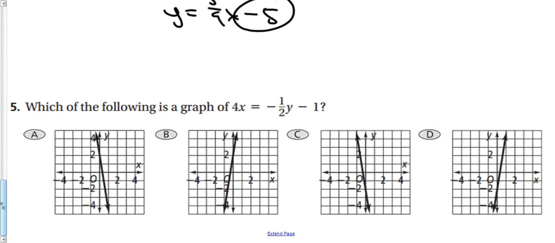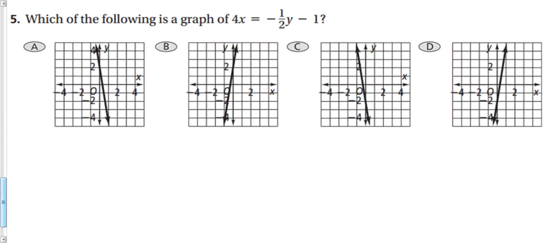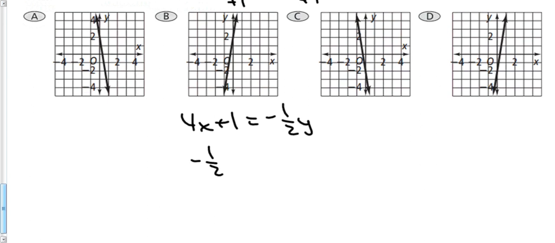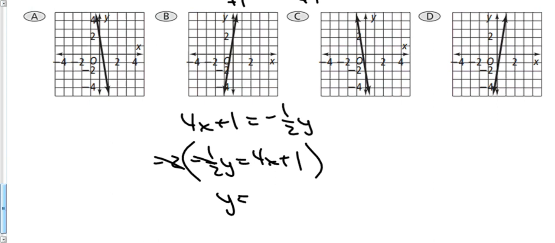And the last question was, which of the following is the graph of that equation? 4x is equal to negative 1/2 y minus 1. Again, with all of these, put this into slope-intercept form. So add 1 to both sides. That gives me 4x plus 1 is equal to negative 1/2 y. Use the reflexive property to switch this around. Negative 1/2 y is equal to 4x plus 1. Okay? And then I want to multiply everything by negative 2, which will cancel this, give me y. Negative 2 times 4x is minus 8x minus 2.